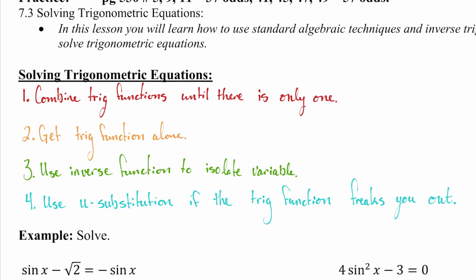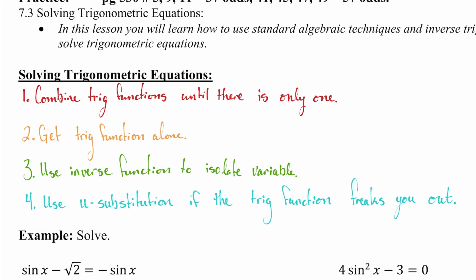Once I just have that one trig function, I'd try to get that trig function alone, the same way that we would if we were just solving for a variable. If I want to get rid of the sine that is with our x, or the cosine or the tangent or whatever it is, I'm going to use its inverse function in order to get rid of that trigonometric function and isolate my variable.